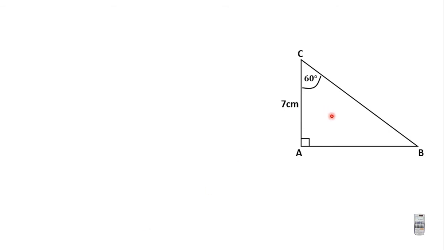Let's go on to the second part, which is finding the length of BC. We are still considering this angle here, which is 60 degrees. Considering 60 degrees, we said that AC is adjacent and BC is the hypotenuse. So we have adjacent, we have hypotenuse. So what trig ratio should we use? Cos. Cos 60 degrees is equal to the adjacent, which is AC, 7 centimeters, divided by the hypotenuse, which is BC. That is what we are looking for.